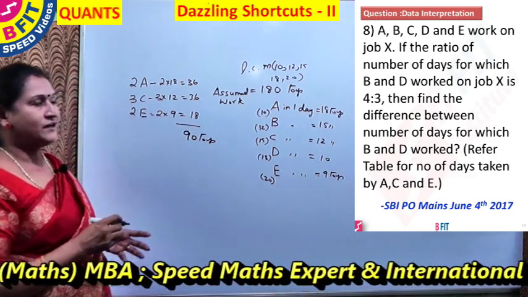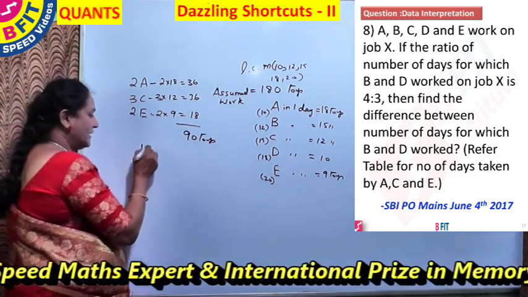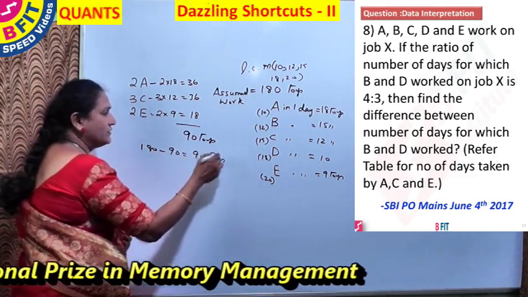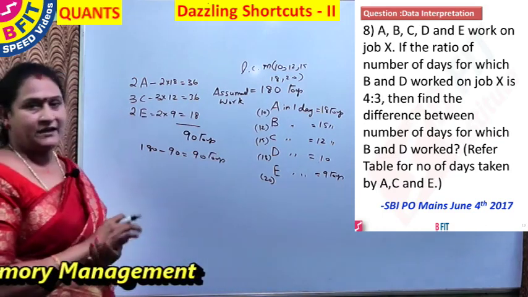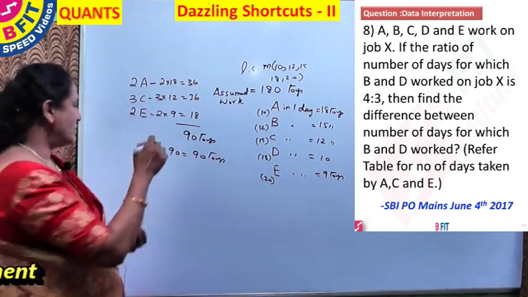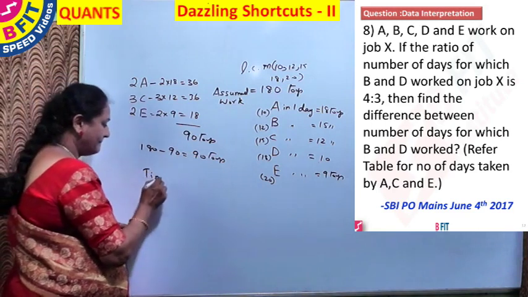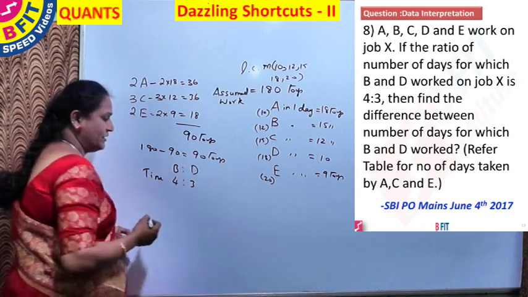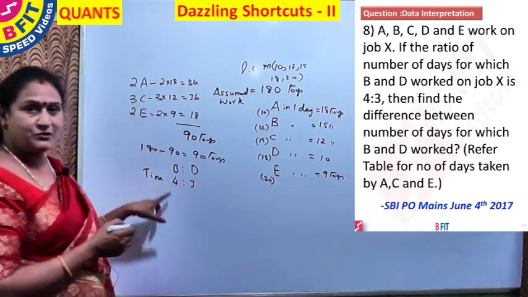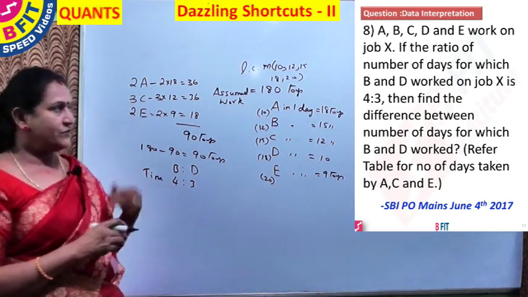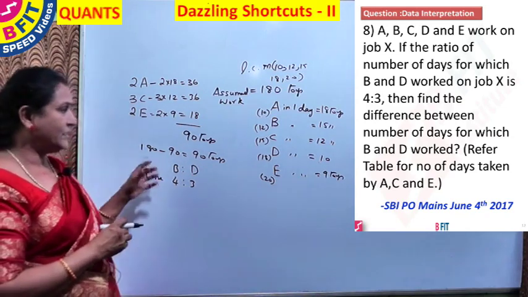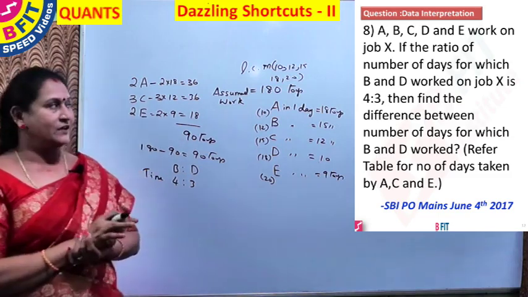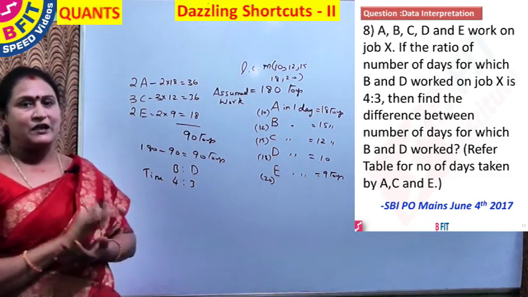Now what is the remaining work? In this 180, as they have done 90, the remaining is 90 toys, which has to be done by B and D. So what is the data given? The time taken by B and D is in ratio 4:3. According to this ratio, I assume B has worked for 4 days, as we did in the earlier question, where 20:21 was the ratio. I took 20 days and found the work, and from the needed work we found the number of days.